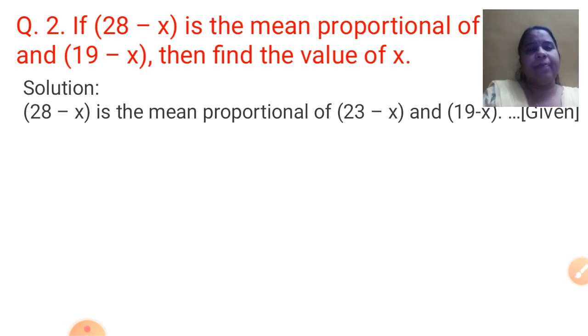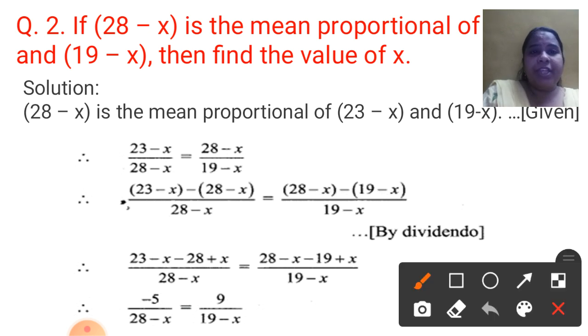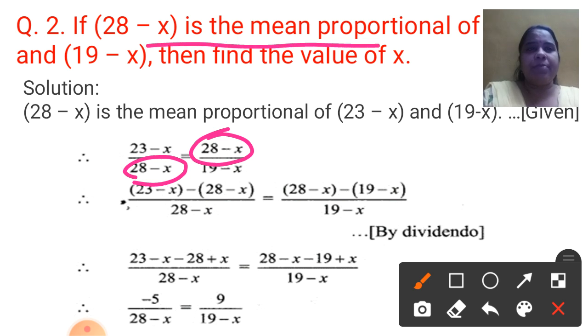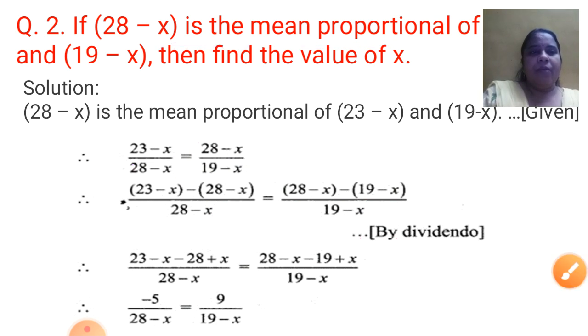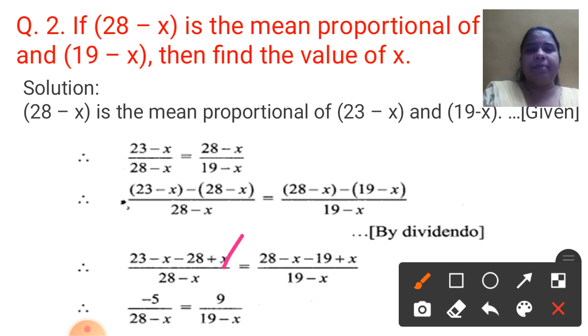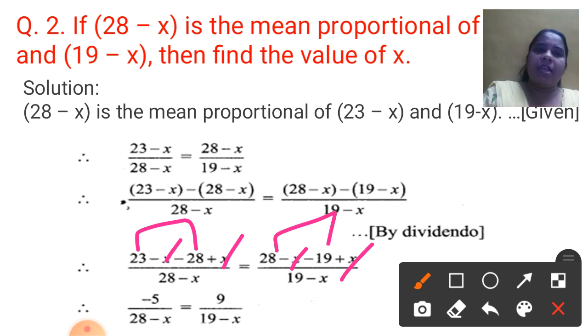Just see this first step. It is given. Right? Next step is, be very careful about this, that 28 minus x is going to continue itself because this is a mean proportion. Okay? After this, exactly same steps you need to follow that you will use dividendo. Take the denominator up and subtract it. Yes, change the sign. Whichever terms can be cancelled. This x and minus x from here, minus x and plus x from here. So 23 minus 28 is minus 5. 28 minus 19 is 9.